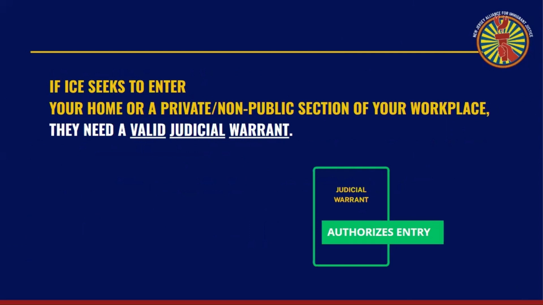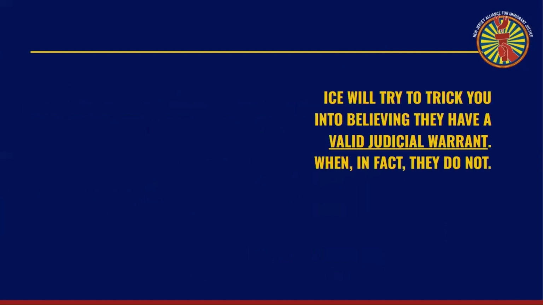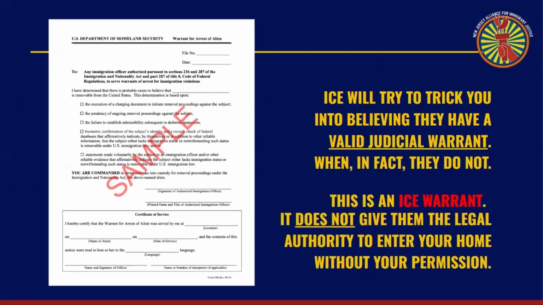If ICE seeks to enter your home or a private, non-public section of your workplace, they need a valid judicial warrant. If ICE does not have a valid judicial warrant, you can refuse entry. ICE will try to trick you into believing they have a valid judicial warrant, when in fact they do not. This is an ICE warrant. It does not give them the legal authority to enter your home without your permission.